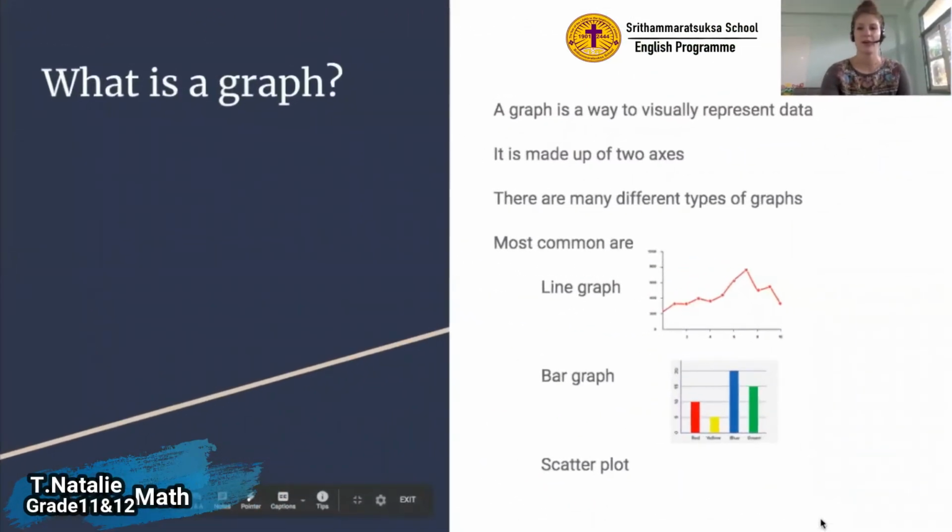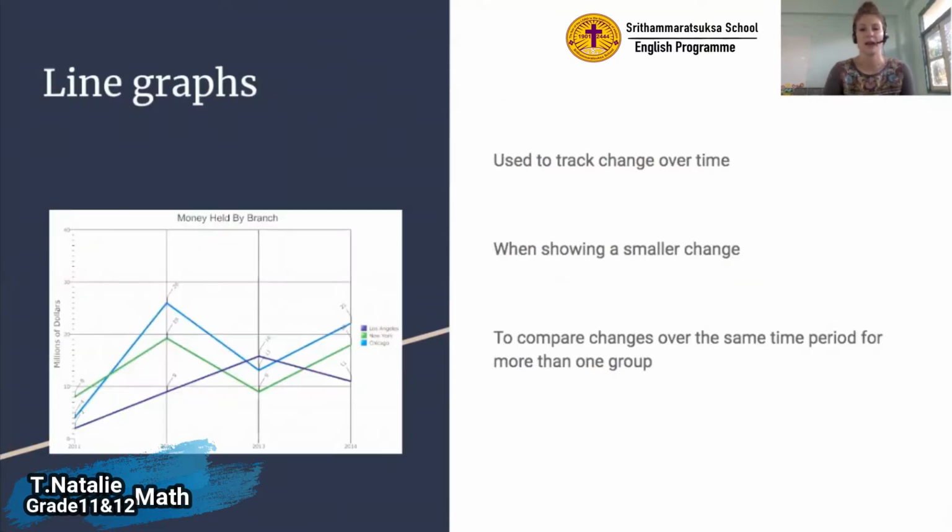What is a graph? A graph is a way to visually represent data. It is made up of two axes. There are many different types of graphs. There are line graphs, bar graphs, and scatter plots. Let's talk about a line graph.